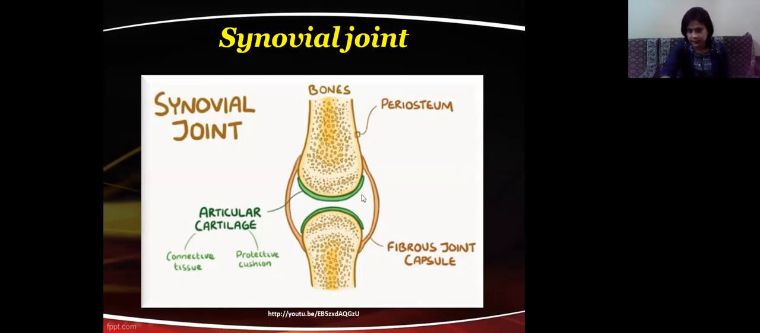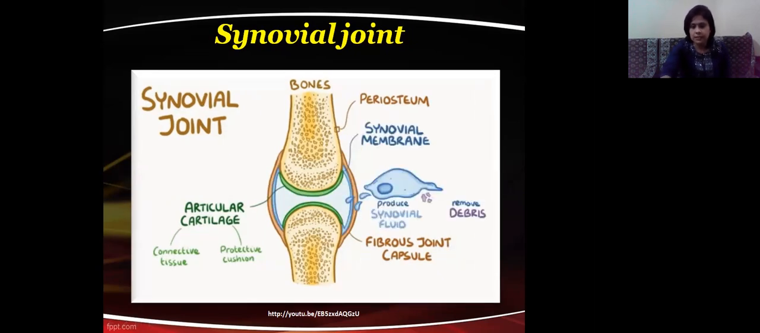Along with the articular cartilage, one more important part of the synovial joint is the synovial membrane. So these two bones are joined with a fibrous joint capsule. They are connected with the fibrous joint capsule. And this fibrous joint capsule is lined by the synovial membrane. So this is the synovial membrane.